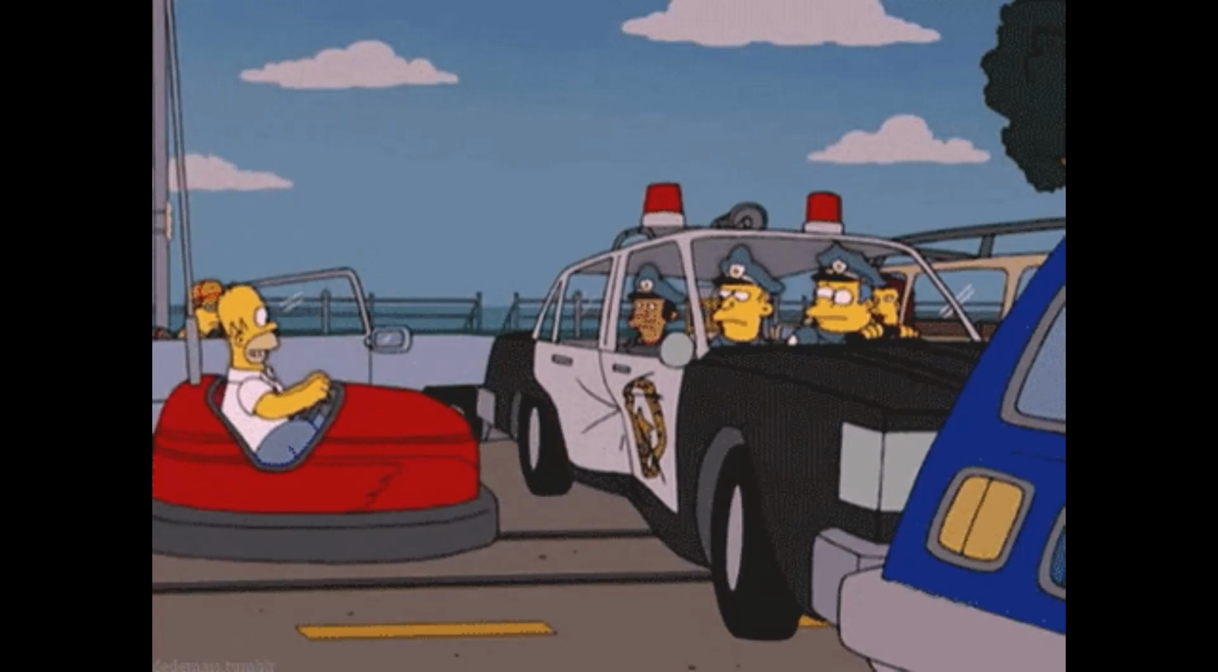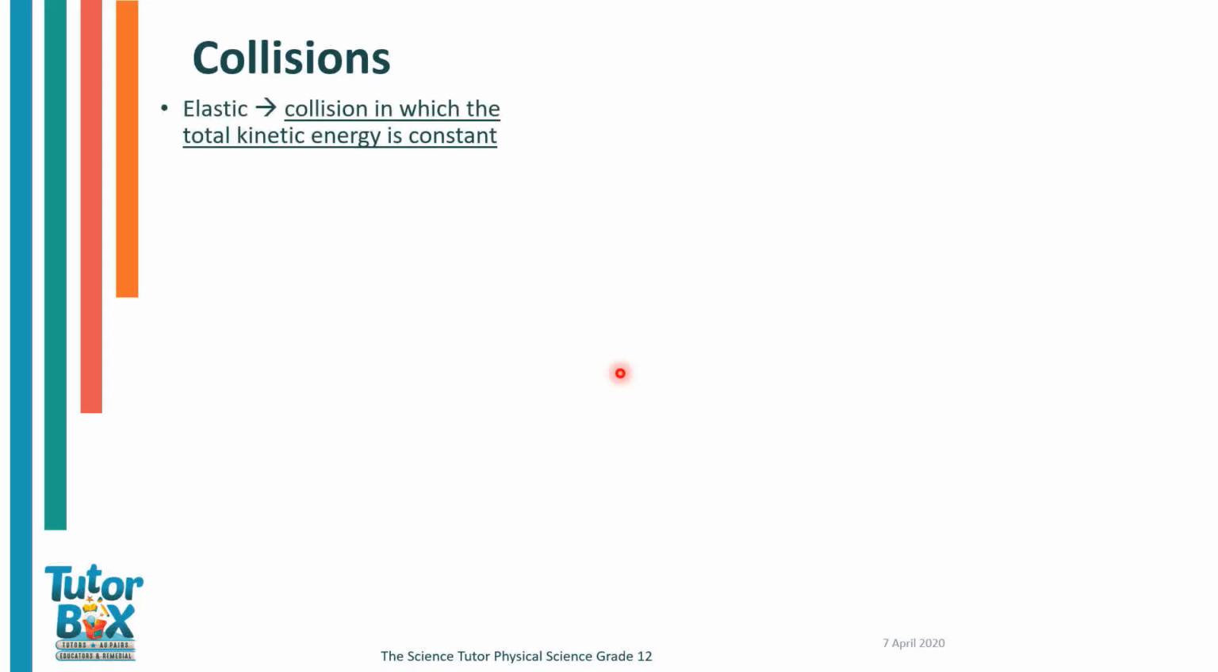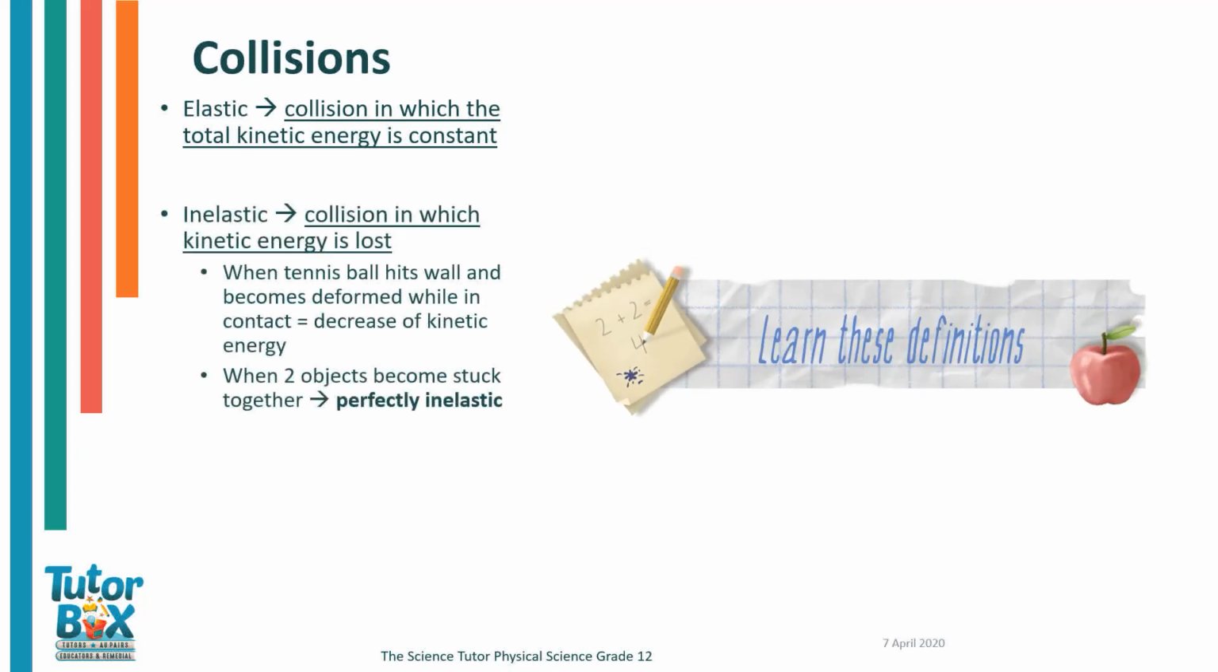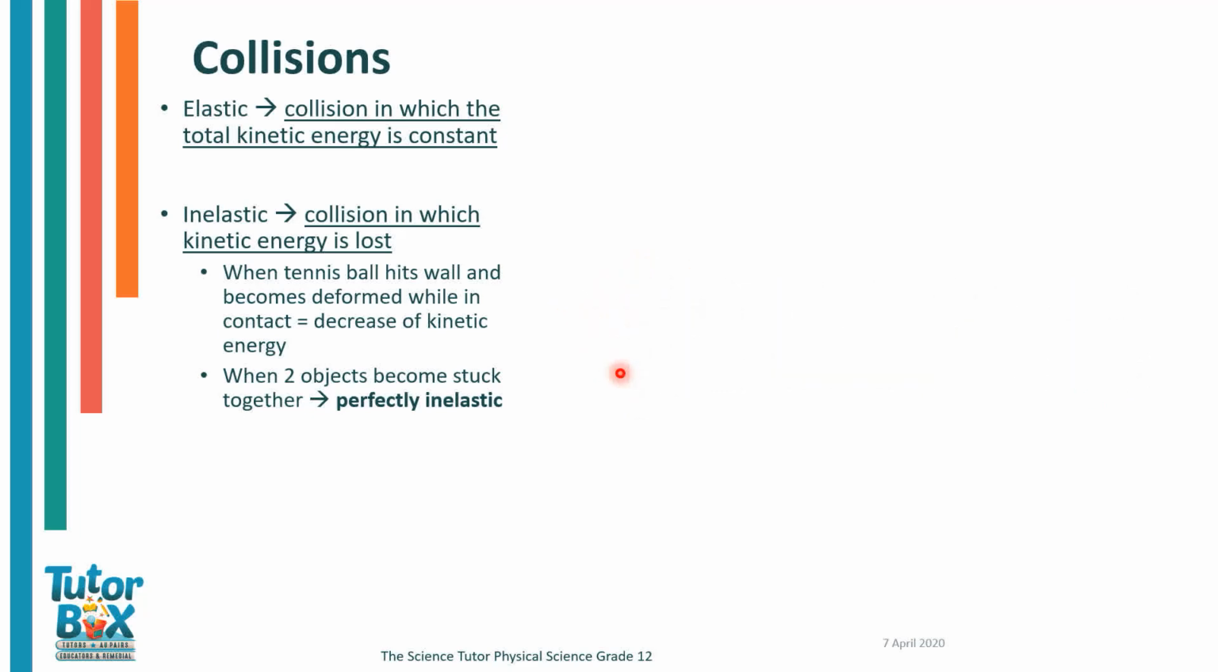Another fun thing is collisions. Very basic. Another 2 definitions just to help you are elastic and inelastic. Elastic is where the collision has occurred and the total kinetic energy is constant, whereas inelastic is when a collision occurs and kinetic energy is lost. Inelastic is, for example, when a tennis ball hits the wall and becomes deformed while in contact. That deformation results in a decrease of kinetic energy. Something can also be perfectly inelastic, which is when 2 objects become stuck together.